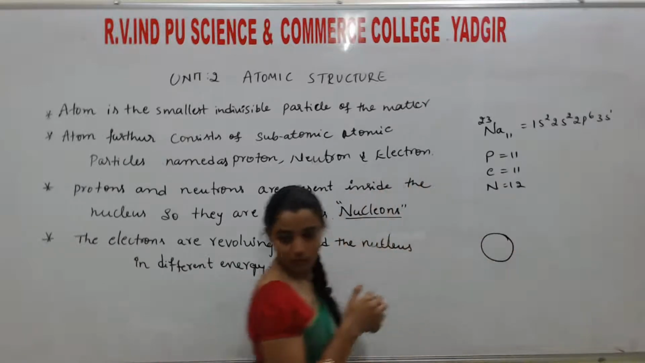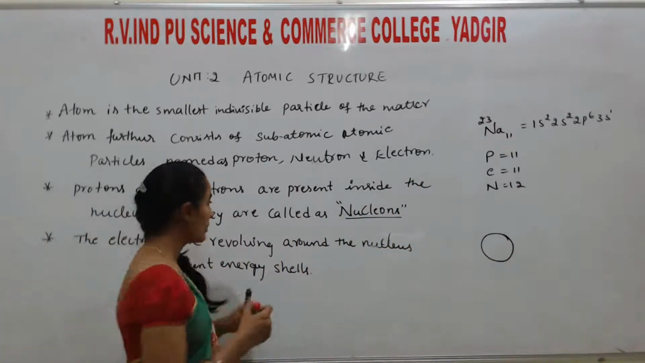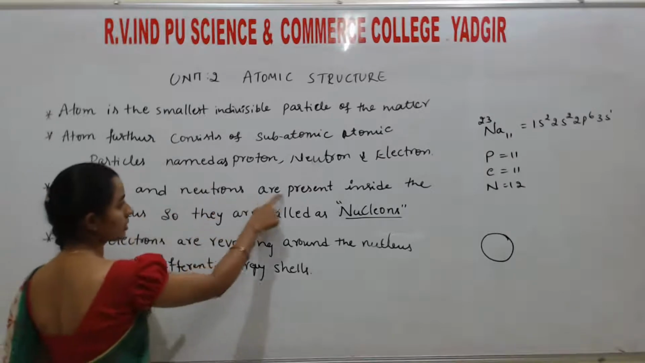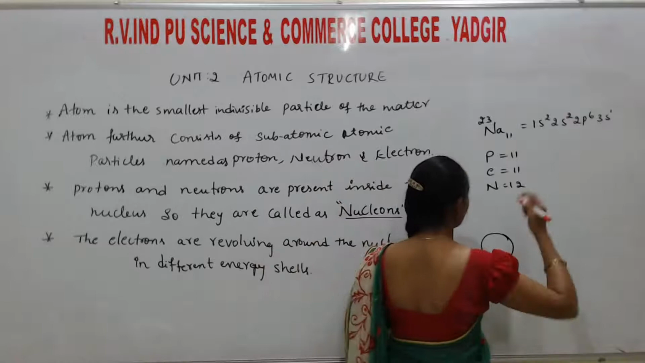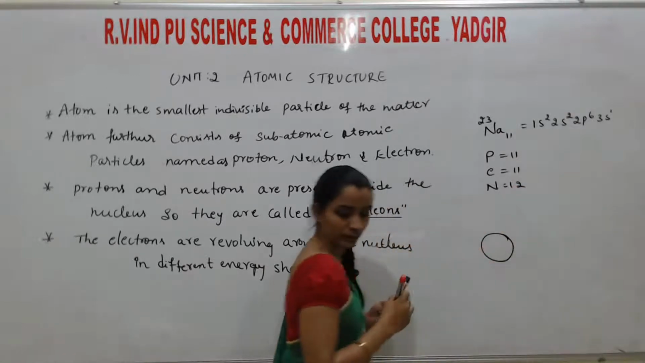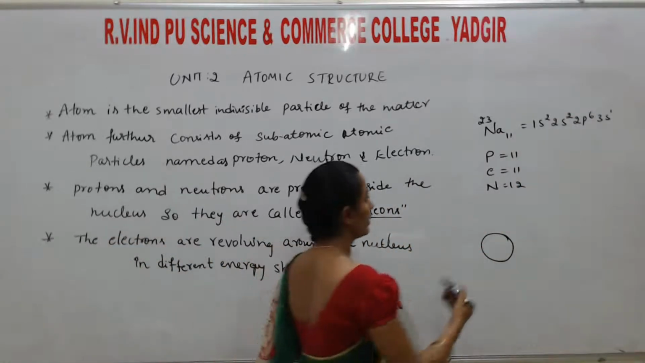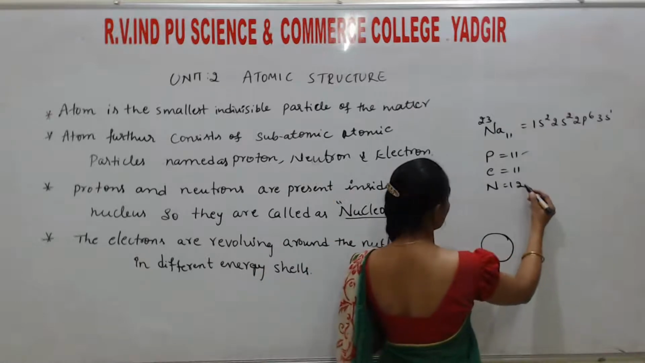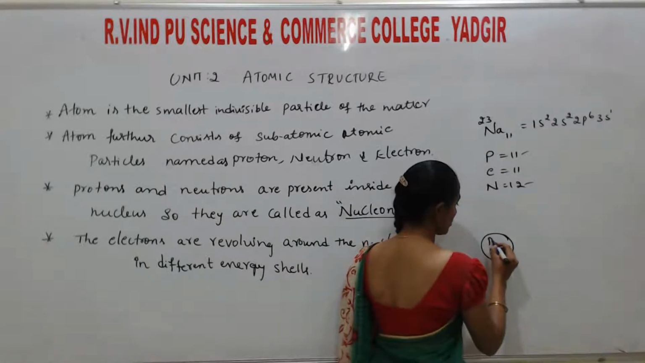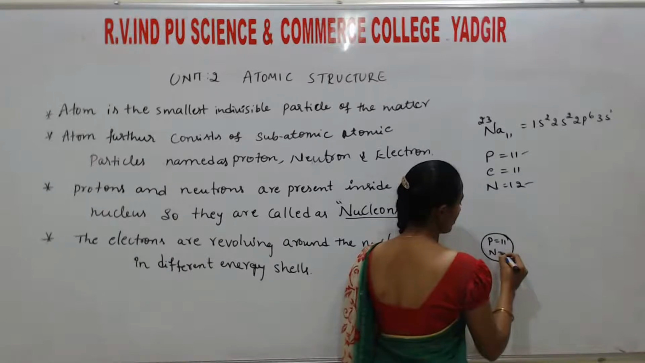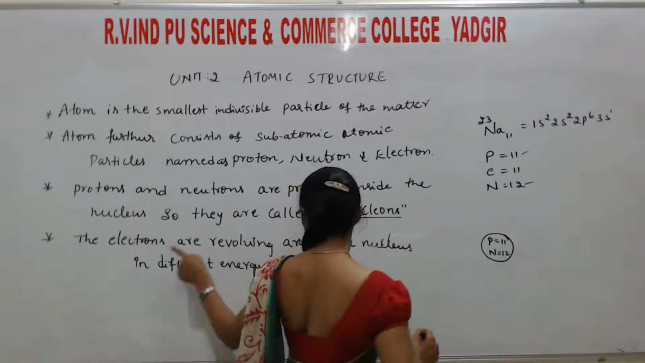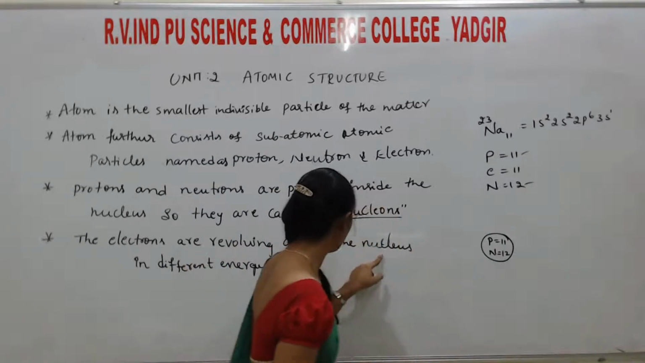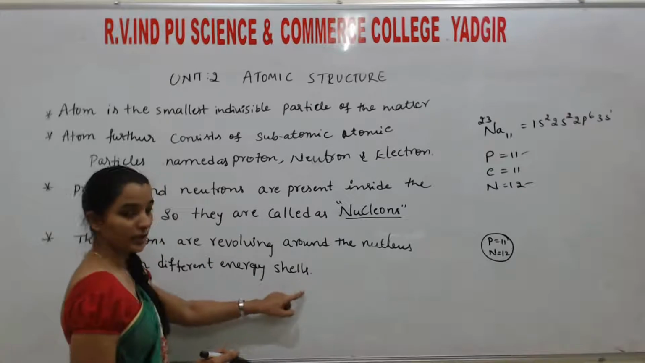Okay, this is the nucleus. What is present here? Protons and neutrons are present inside the nucleus. Here, how many protons are there? Here, 11 protons are there, and neutrons. So, protons 11, neutrons 12. This is the nucleus. Next, the electrons are revolving around the nucleus in different energy shells.